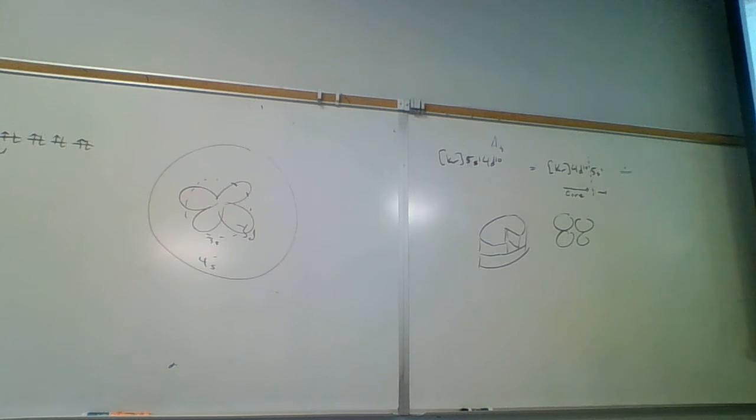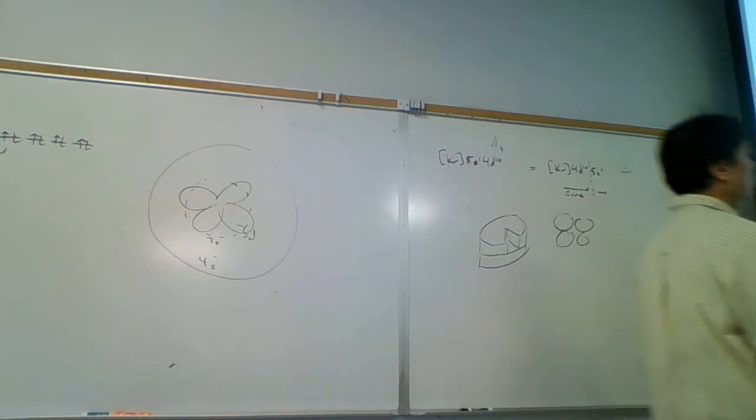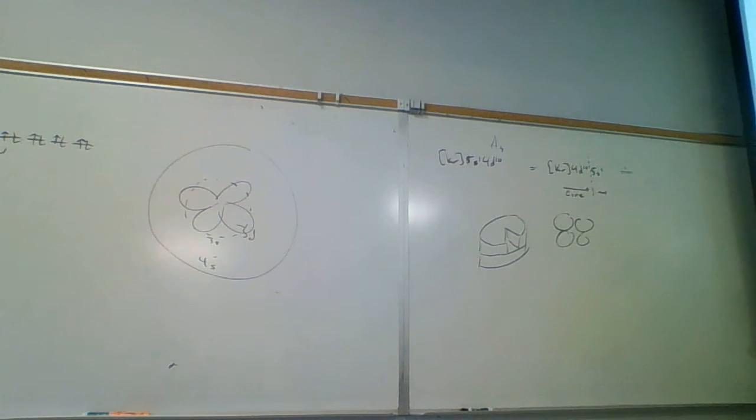Okay. Zinc is always +2. Cadmium is always +2. Can you see why zinc would always be +2? Zinc is always going to be +2 because take a look at the electron configuration for zinc. Because its electron configuration is 4s2, 3d10.